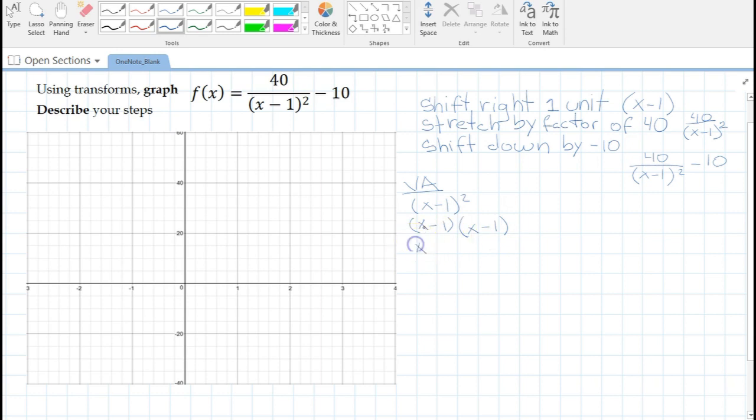We're going to FOIL, so x times x, x times negative 1, negative 1 times x, negative 1 times negative 1. So x times x is x squared, negative 1 times x is negative 1x, negative 1 times x is negative 1x, and negative 1 times a negative 1 gives me a positive 1. Now I'm going to combine like terms, which are these two. So that means I'm going to have x squared minus 2x plus 1.